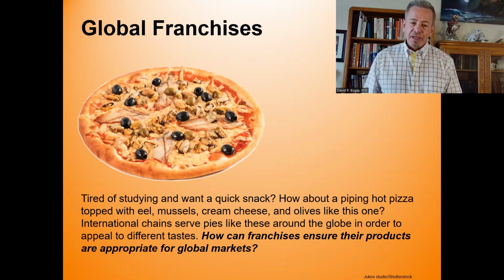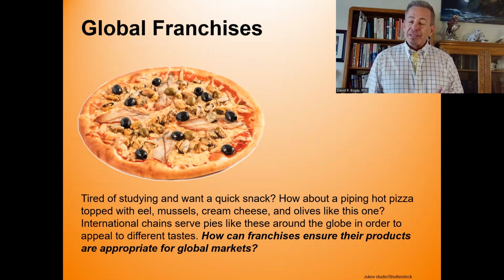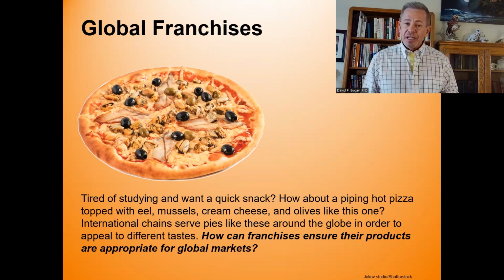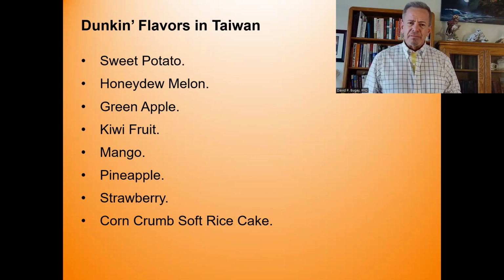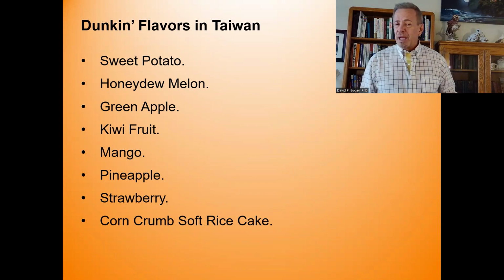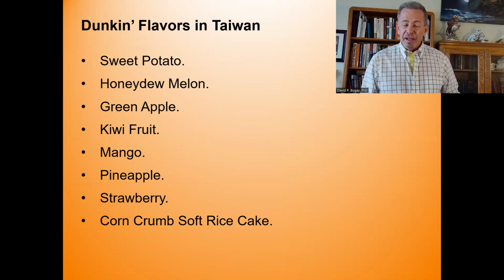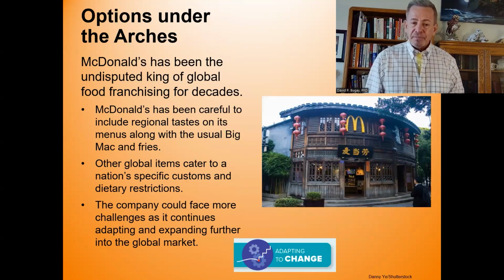Here's the process over here. If you look at this, you want to get a quick snack, it depends where you're at. You too can have a pizza with eel, mussels, and cream cheese on it, or even toss in a few olives. It depends what the products are, because sometimes the franchise will change different aspects of it. Dunkin' flavors in Taiwan: sweet potato, honeydew melon, green apple, kiwi fruit, mango. Really? This is Dunkin'. Dunkin' Donuts, a sweet potato donut. Okay. To be honest, I would love to try it, especially a mango one or a kiwi fruit. That'd be interesting. So that being said, options.